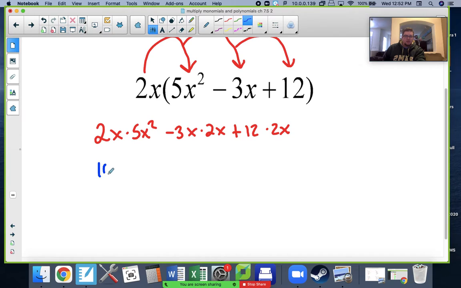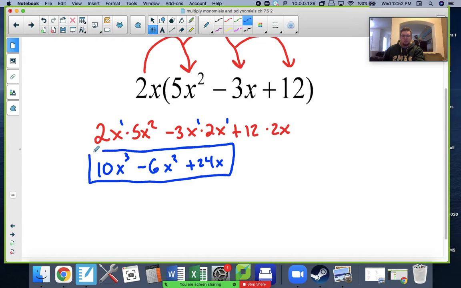2 times 5 gives us 10. And then the product rule comes back into play. X to the first times x to the second. Add the two powers together and we get x to the third. All right, negative 3 times the 2 gives us negative 6. 1x with 1x gives us 2x's. Then 12 times 2 gives us 24, and the x goes along for the ride. We make sure that it goes from biggest power of x to smallest power of x, and we're done.